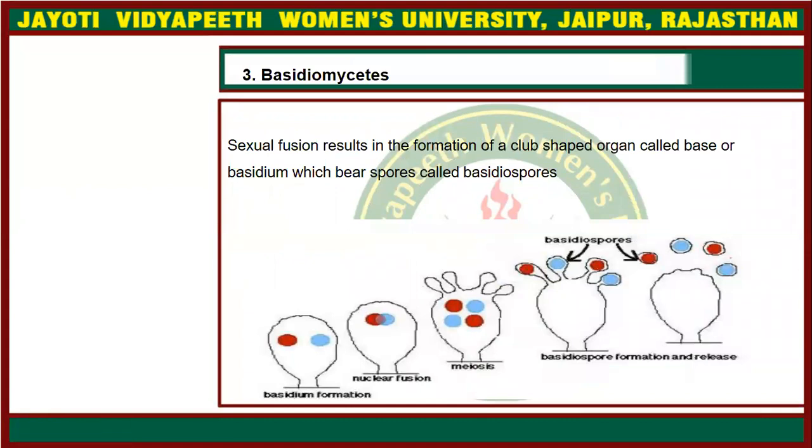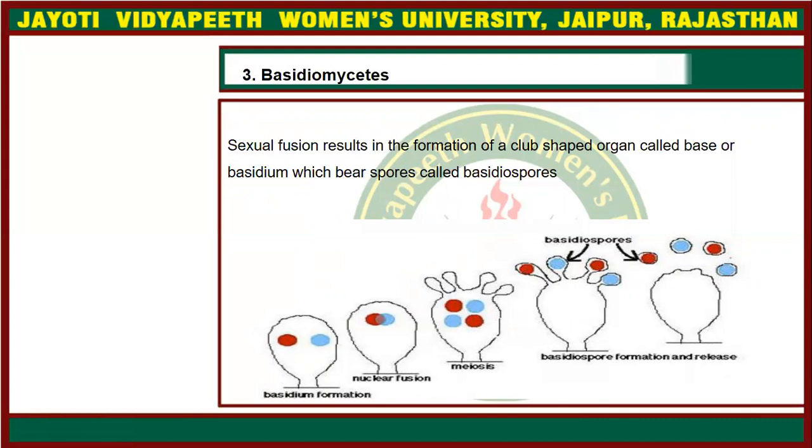The next classification is Basidiomycetes. The Basidiomycetes are the fungi which have some club-shaped organs which are known as the basidiospores. These are club-shaped spores which are basidiospores, and the fungi which have these basidiospores are known as the basidiomycetes.